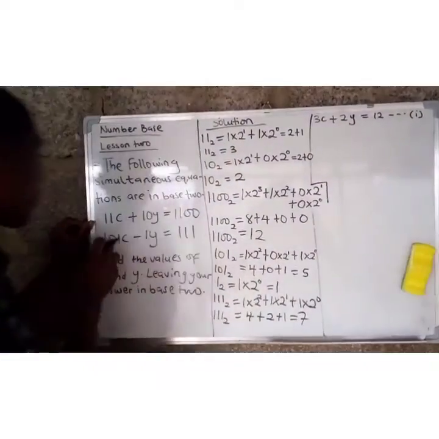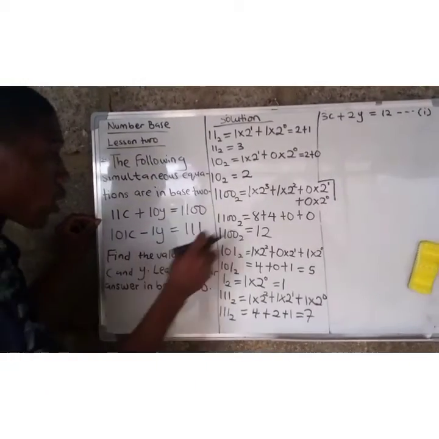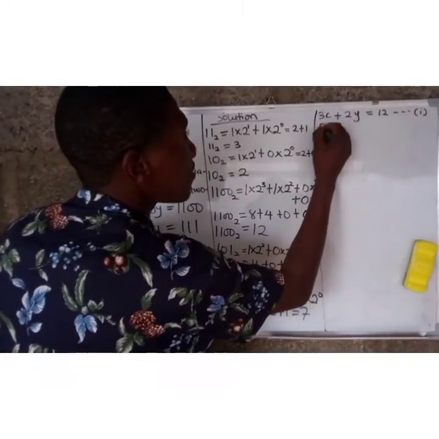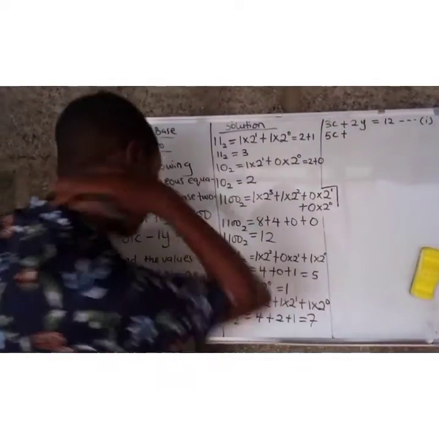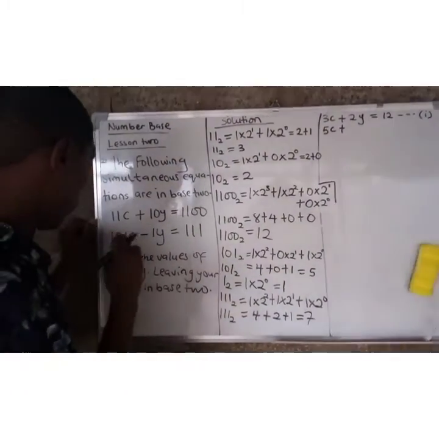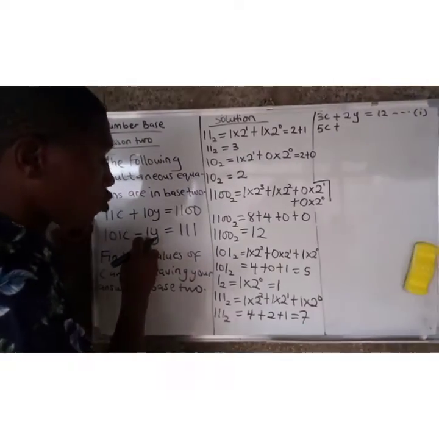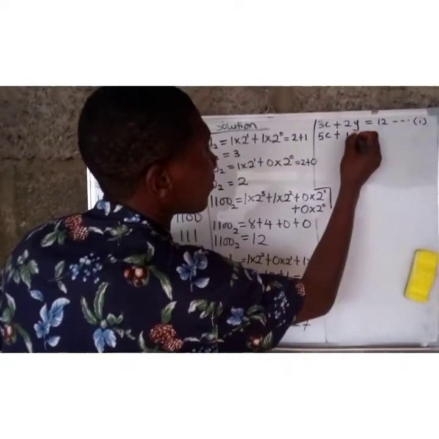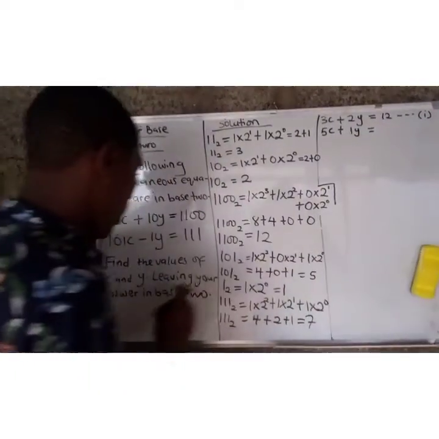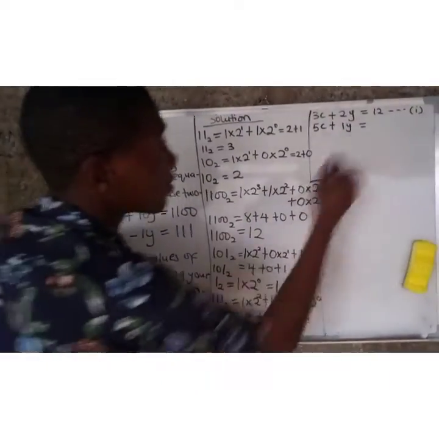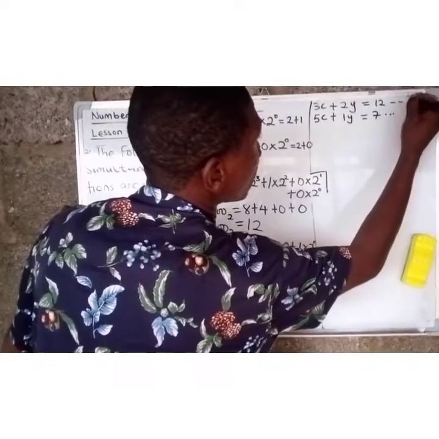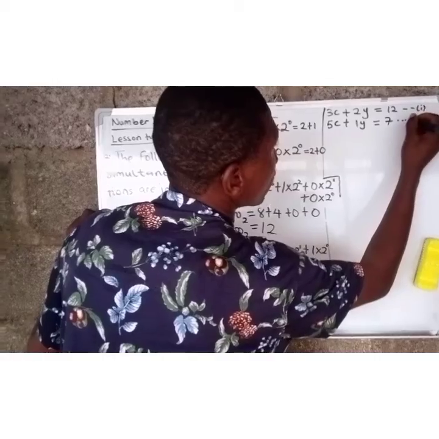Let's call it equation 1. And then I come to this one again. 101, we got 101 to be 5. So 5c plus 1 in base 2, we got that is equal to 1, plus 1y is equal to, and of course 111, we got 7, is equal to 7. Let's call this equation 2. This is equation 1. This is equation 2.